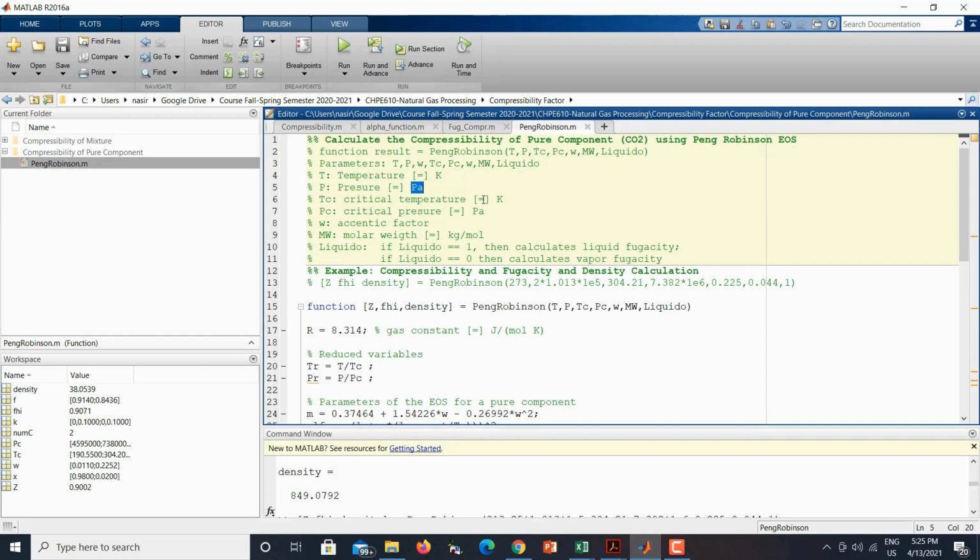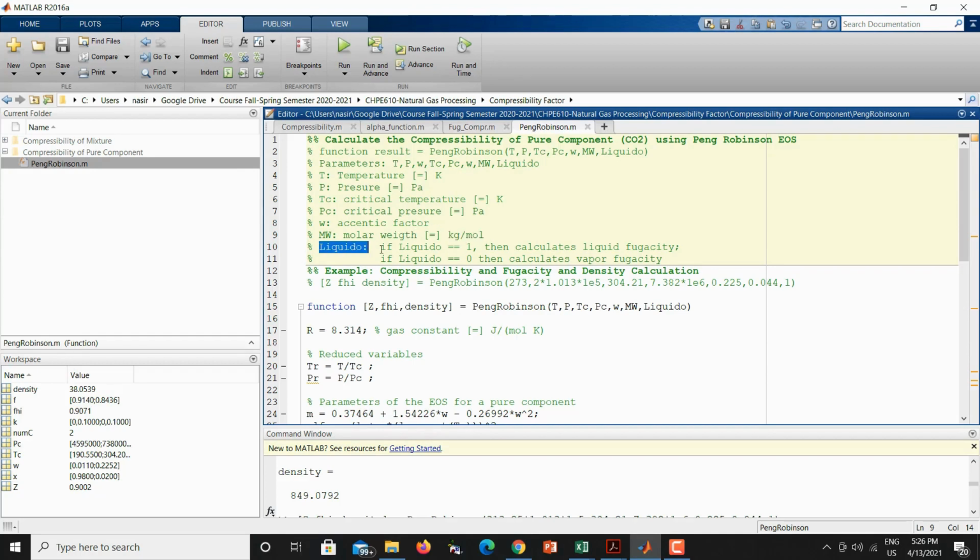Similarly, the critical temperature for that component, carbon dioxide, is in Kelvin. We also need the critical pressure in Pascal for that gas, and the acentric factor for this gas, which is shown up here. I just want to show you, in terms of comments, that this information is required here. Similarly, we need the molecular weight, which is used basically to find the density.